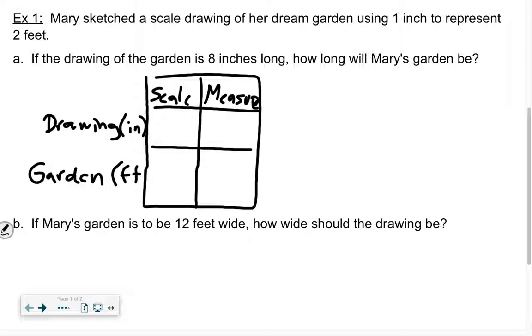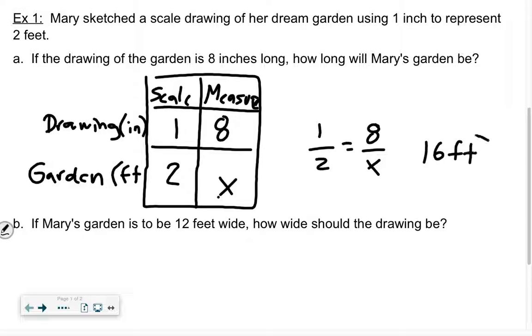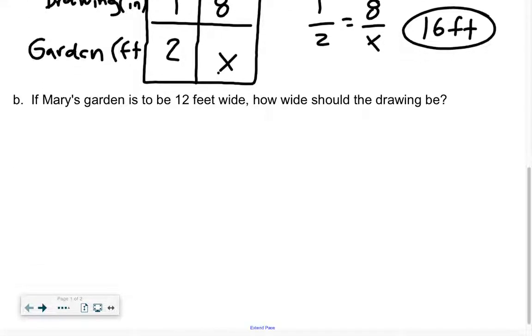Some of you may be saying, hey, I need to convert these units over. Well, when it comes to scale drawings, we actually don't need to, because when we plug in our values, the scale that they give us is 1 to 2 feet. And as long as we keep the units the same horizontally, we don't have to worry about changing them. Now it says in part A, if the drawing is 8 inches, so there it is, we want to know how long it will be there. Well, we're looking at the ratio of 1 over 2 is equal to 8 over x. Cross multiply, and we get our 16 feet. So I just wanted to point out to you, you don't necessarily have to change the units as long as they stay the same horizontally there.